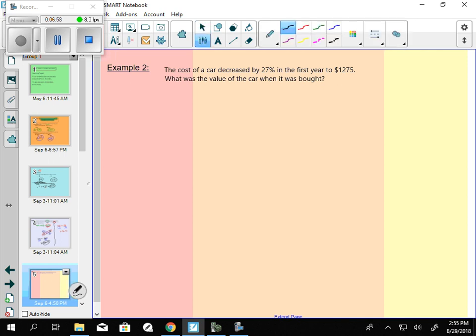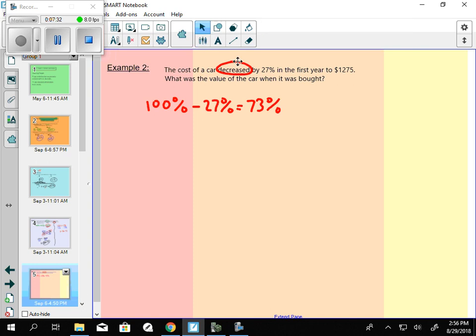All right, the next one, the cost of the car decreased by 27%. So similar to the last problem, we're changing our percentage, but here it's decrease. In the last one we added, decrease tells us we want to take our 100% and now subtract this new percentage, leaving us with 73%. So our value is going to be 73% of what it was. Going through the rest of the problem, in the first year, $1,275. What was the value of the car when it was bought? See if you can now set up a proportion to solve this out.